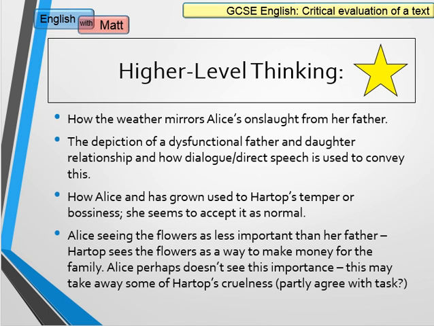You could also say that Alice is a bit of a brat, maybe. You could say that children are supposed to respect their parents. They're supposed to follow their parents' orders. So you could say, actually, we don't have much sympathy for Alice because she's doing what children should do, which is respecting their parents and doing what they say, perhaps.